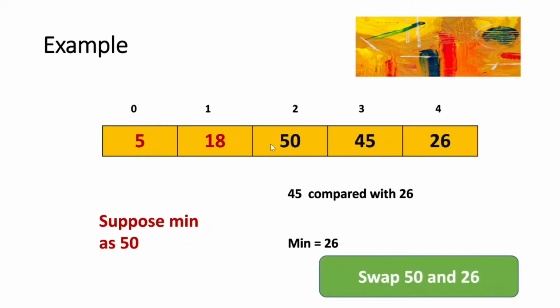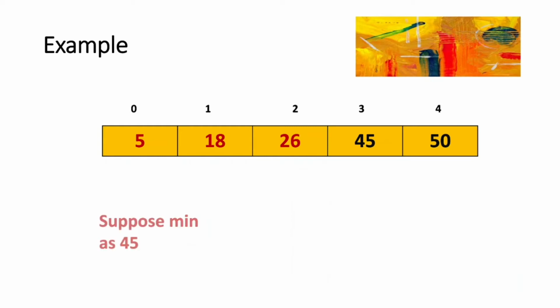So what will we be getting? We will be getting this situation, right? Now 5, 18 and 26 have been sorted. We are not going to consider them. Now I am left with only two elements in my list. So the first element will be 45, right? And now I will suppose that yes, 45 is the minimum one. And now 45 will be compared with 50 and you can understand that 45 is the minimum one.